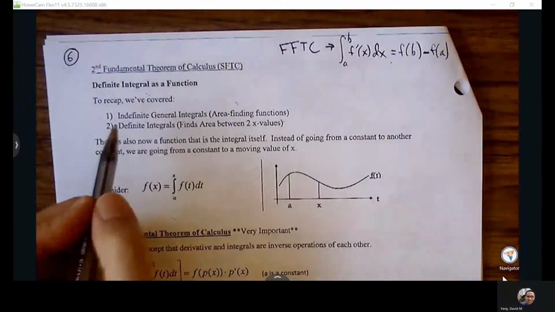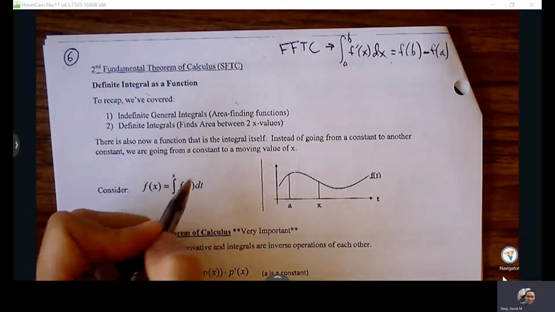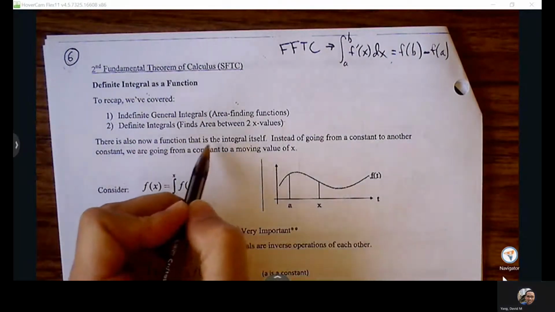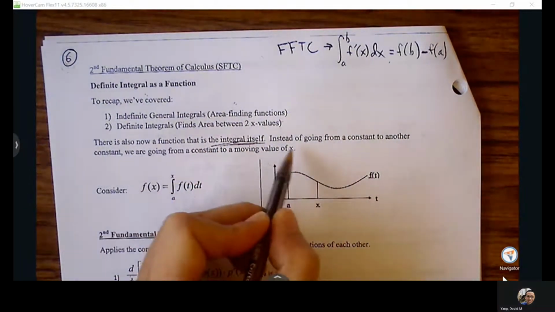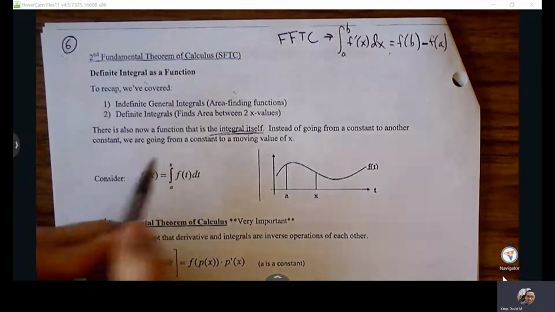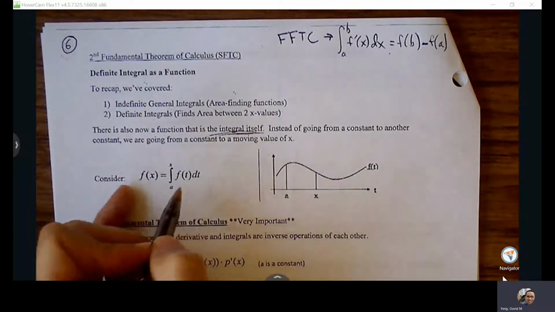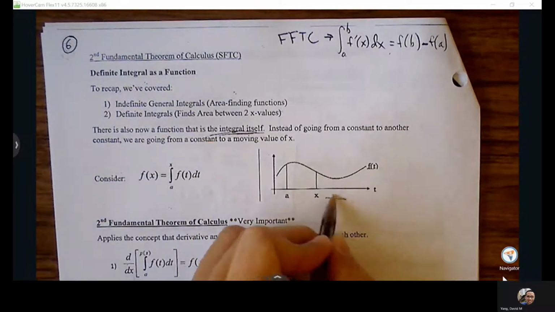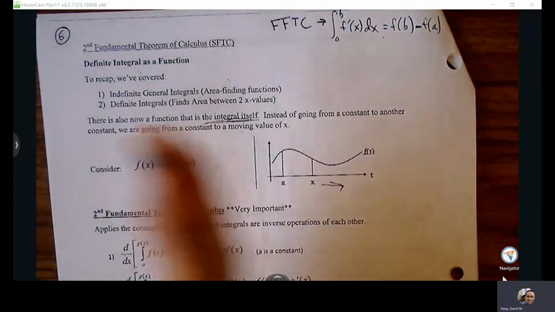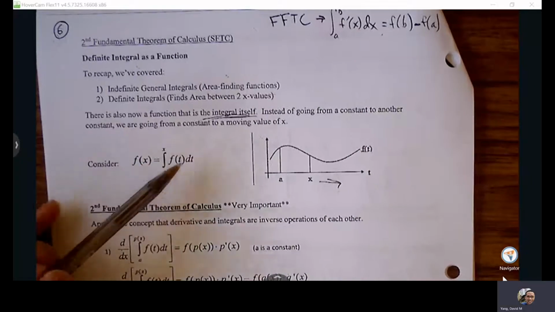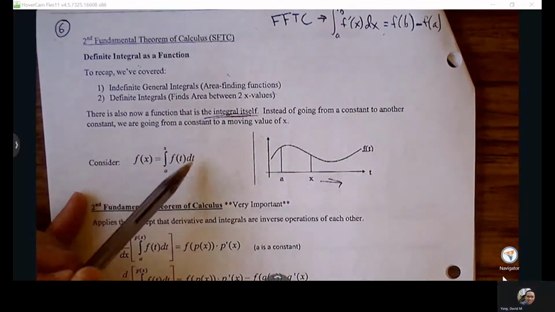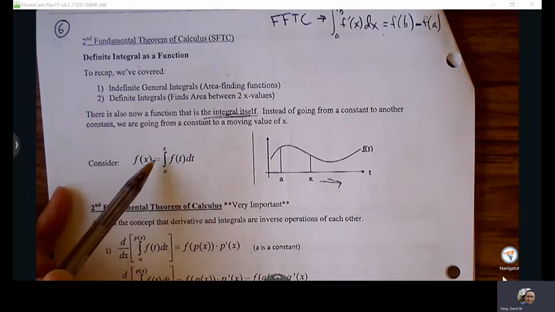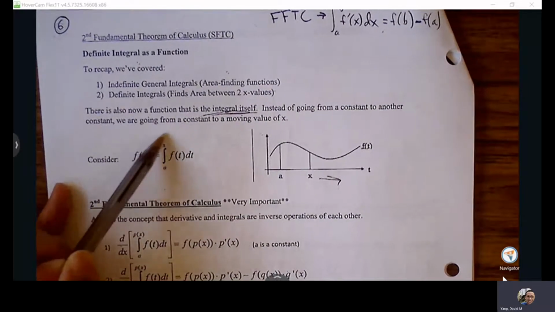Okay. So now we're going to be looking at some functions that are the integral itself, where the function has a definite integral in it. But instead of going from a constant to another constant, we're going from a constant to a moving value of x. We're really not going to have to visualize and worry about how that's going to look. We just have to know how to find a derivative of something that is in this form.